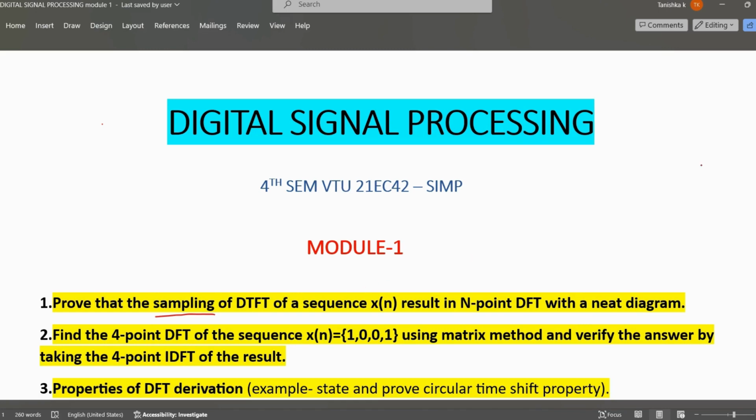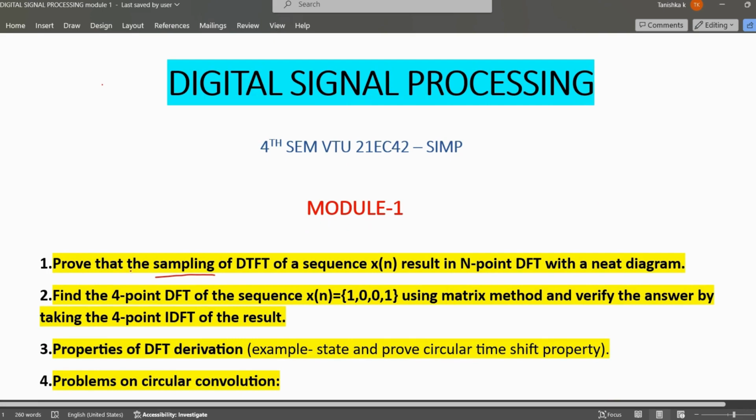Next, the second question is: find the 4-point DFT of the sequence x of n equal to 1, comma 0, comma 0, comma 1 using the matrix method, and verify the answer by taking the 4-point IDFT of the result. The second question is a very important question. This type of question will come in the exam. Okay, so please study these kinds of questions.